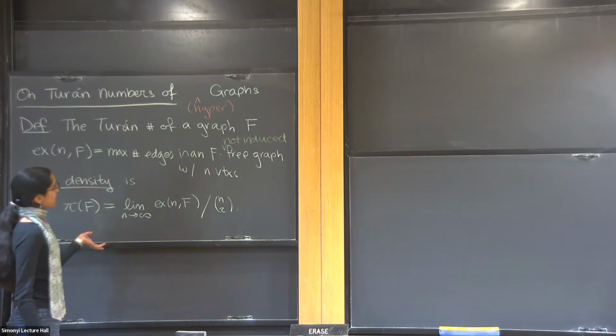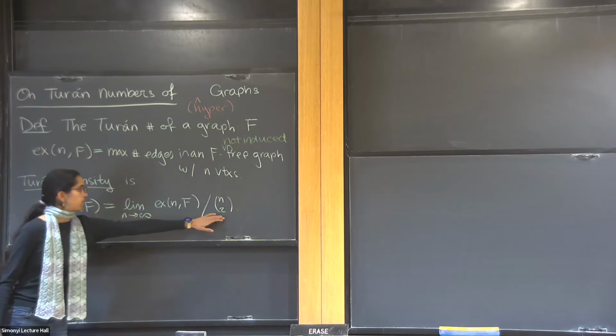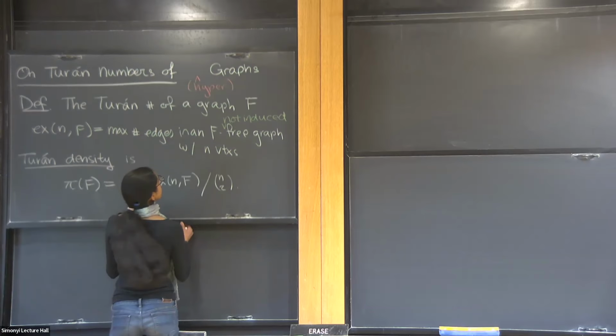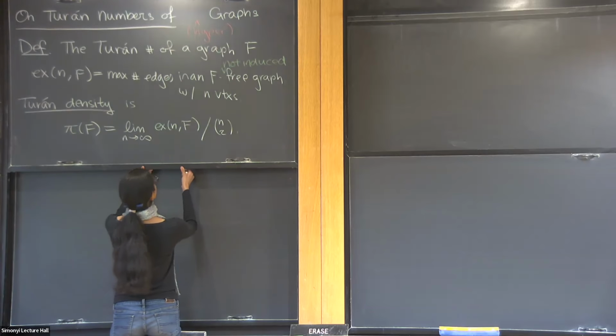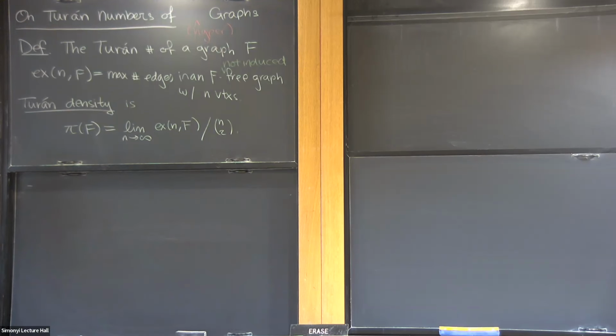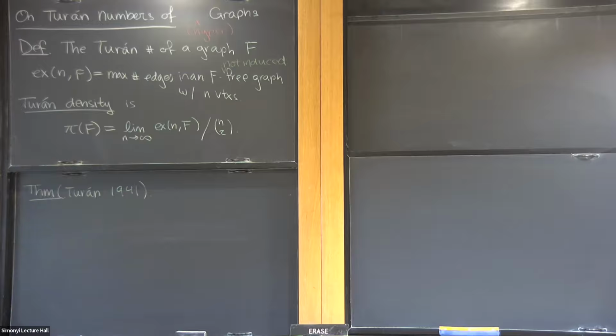And I should say in the second half of this talk, we'll do all of this for hypergraphs. So this n choose 2 becomes n choose whatever the uniformity is. So the first theorem in this area was Turán's theorem, which determined what this Turán number is exactly for cliques.